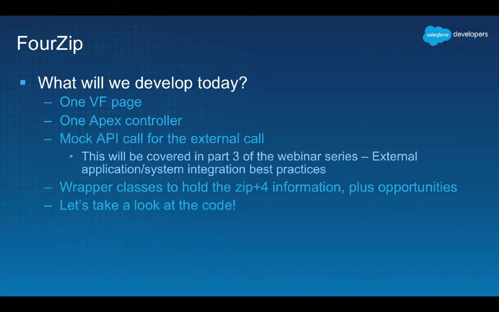The reason why we have wrapper classes is so we can hold additional 4-digit zip that's not in the standard account object in Salesforce. So we're going to just make a wrapper class so we can hold additional information. Now let's take a look at the code.